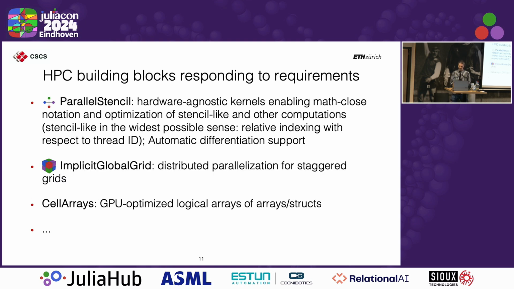In general, ParallelStencil is hardware agnostic. It allows to write hardware agnostic kernels in math-close notation or explicit, and automatically optimize code, stencil-like or other code. And stencil-like here is really the widest possible sense, basically relative indexing with respect to a thread ID. ImplicitGlobalGrid is distributed parallelization, and CellArrays for GPU-optimized logical arrays of arrays of structs.